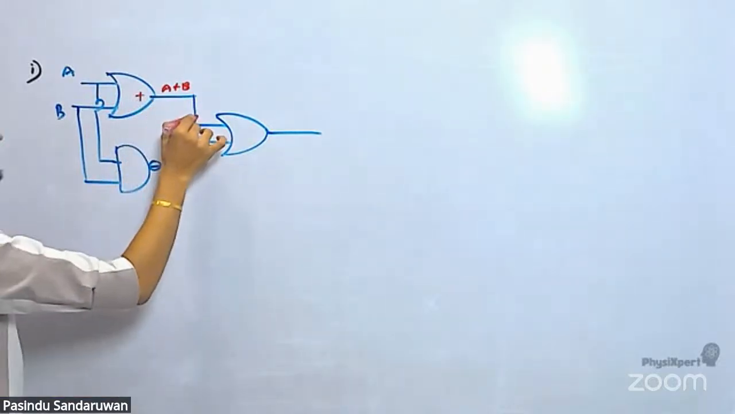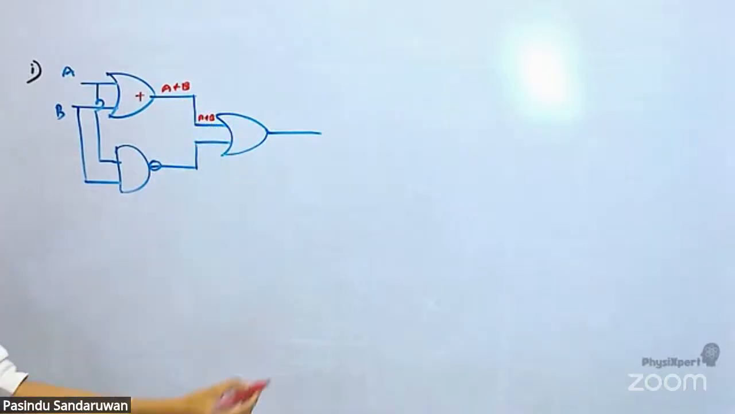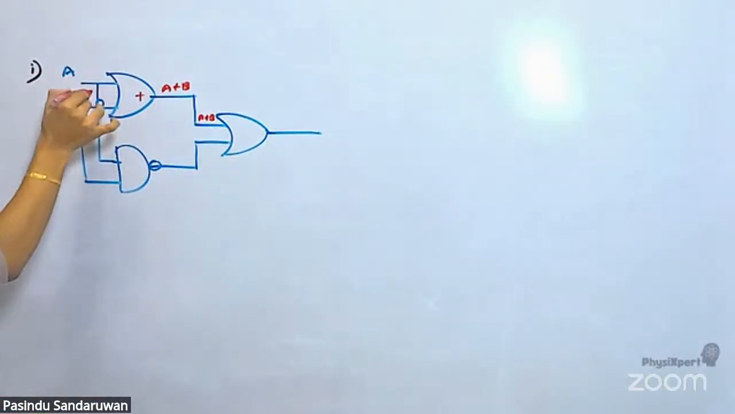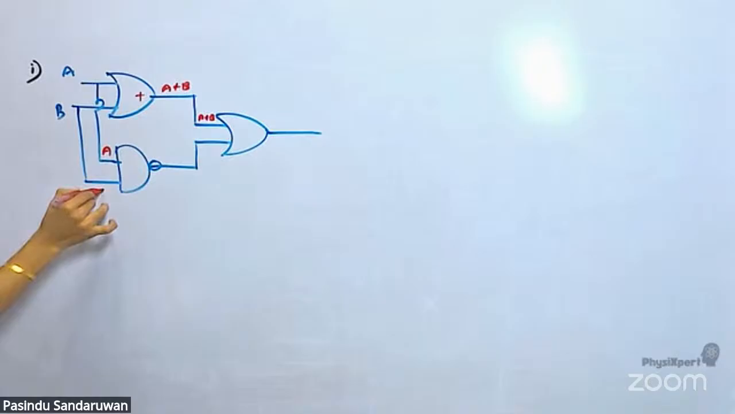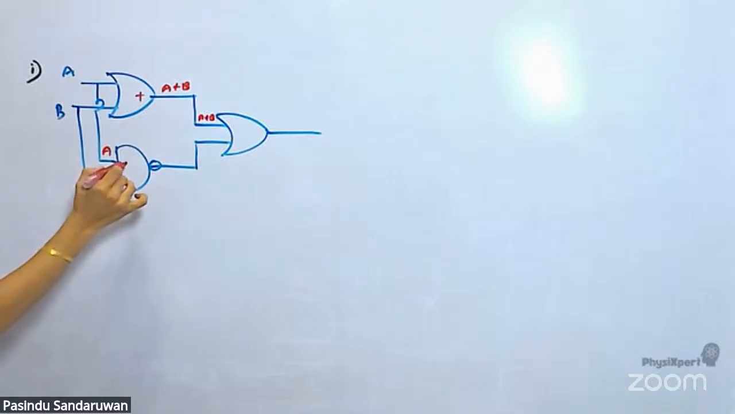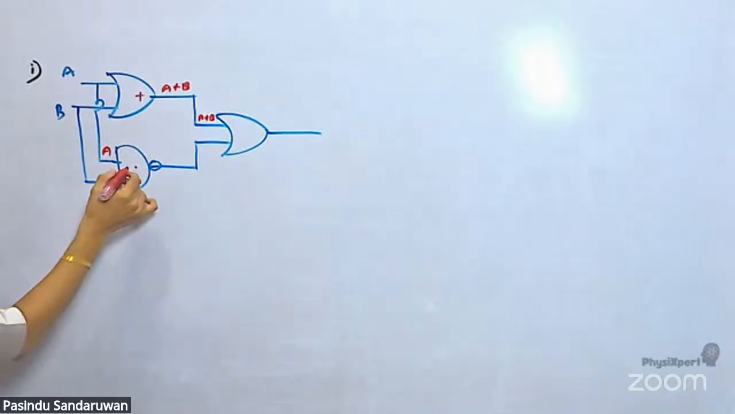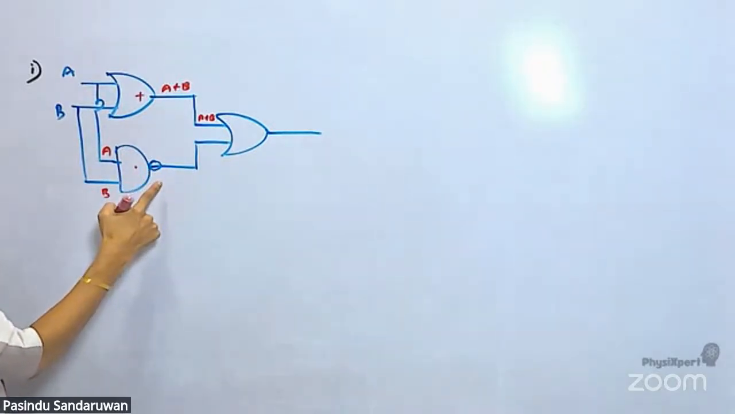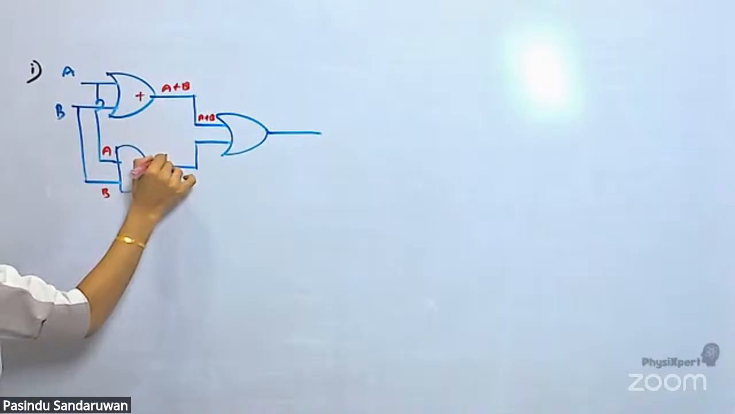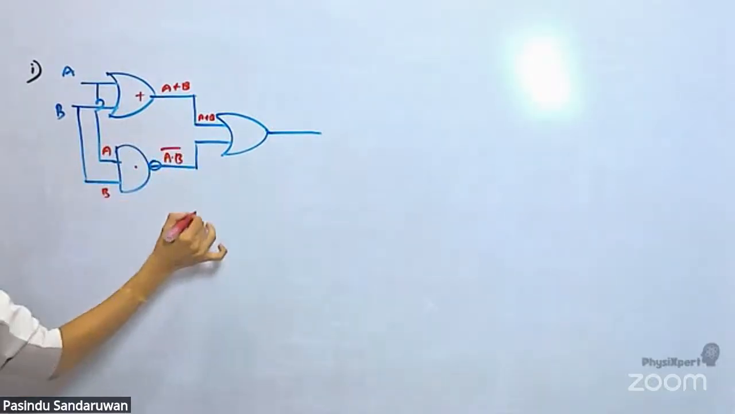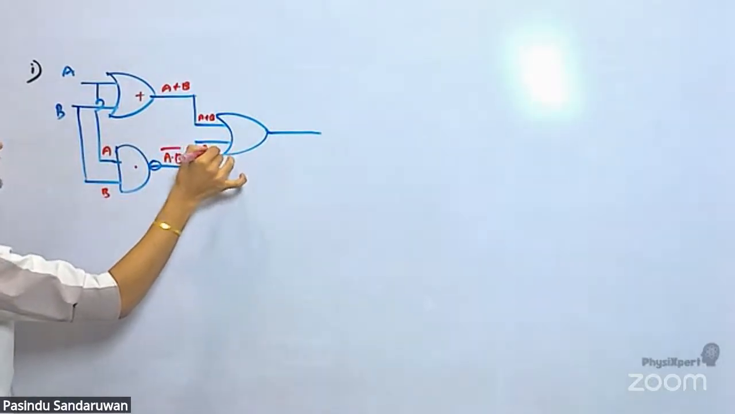Then this A plus B is coming up to here. From here, this is A, up to here, that is A. This is B, up to here, that is B. Then for this AND gate, the inputs are also A and B. The output is going to be A dot B bar. That same signal comes to here, A dot B bar.